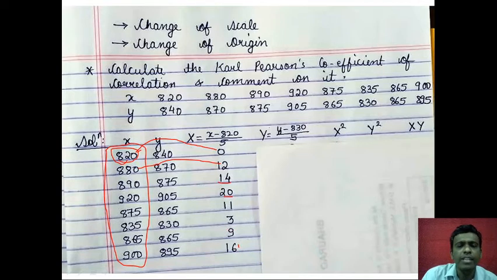Now the next thing is y. Now y is equals to, again the same thing we are gonna do. What we have to find is the smallest value of y. What is the smallest value of y? It is 830. So I am subtracting 830 from all the values of y. So what I will get? 840 minus 830, 10. Now 870 minus 830, 40. 875 minus 830, now I am getting 45.